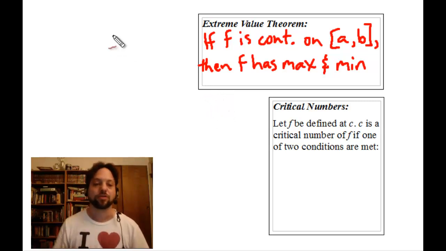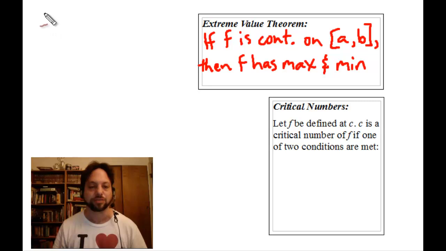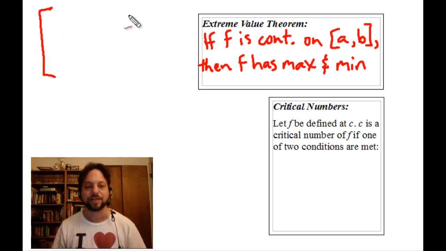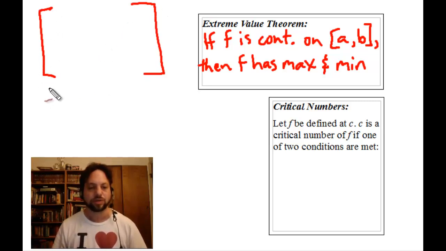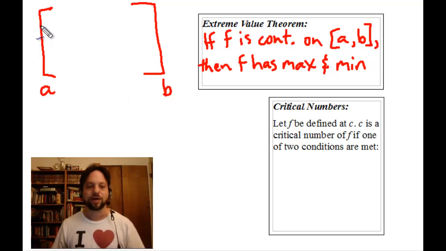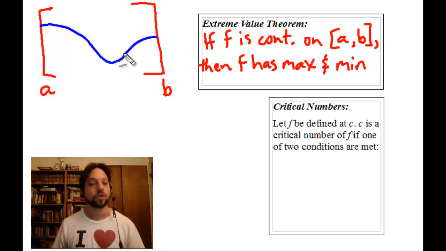So let me tell you a little bit about how we're going to do this before we get into the procedure. If I have this closed interval, which I'm going to start at A and end at B, and on that closed interval I have some continuous function, what the extreme value theorem says is that we will have maxes and mins. In fact, it looks like our max might actually be at this endpoint, and it looks like our min would be down in this valley.